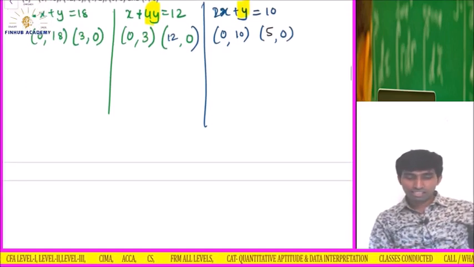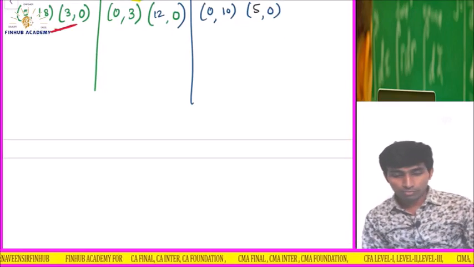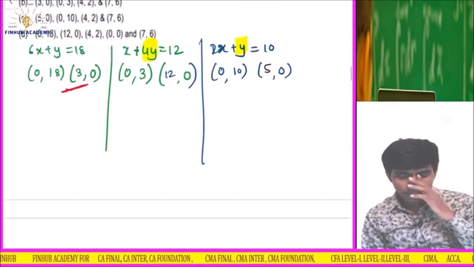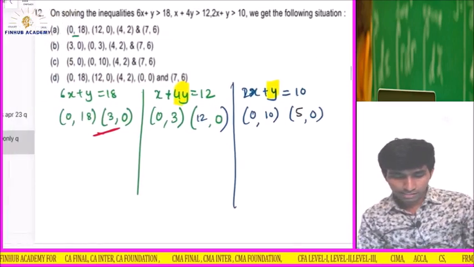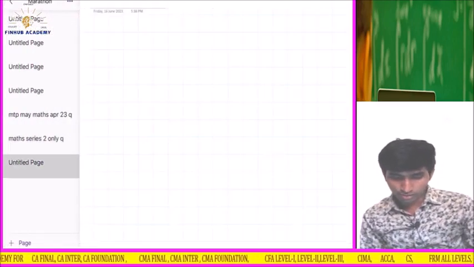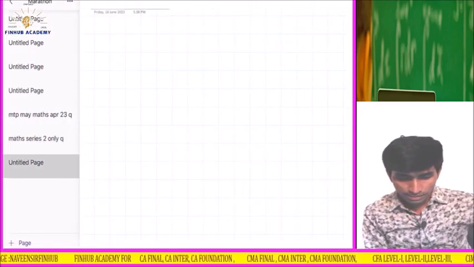So let's make the graph. I'm going to make a graph. Oh, let's not do it here. Let's go to the next page. So let's make it here. Wait.